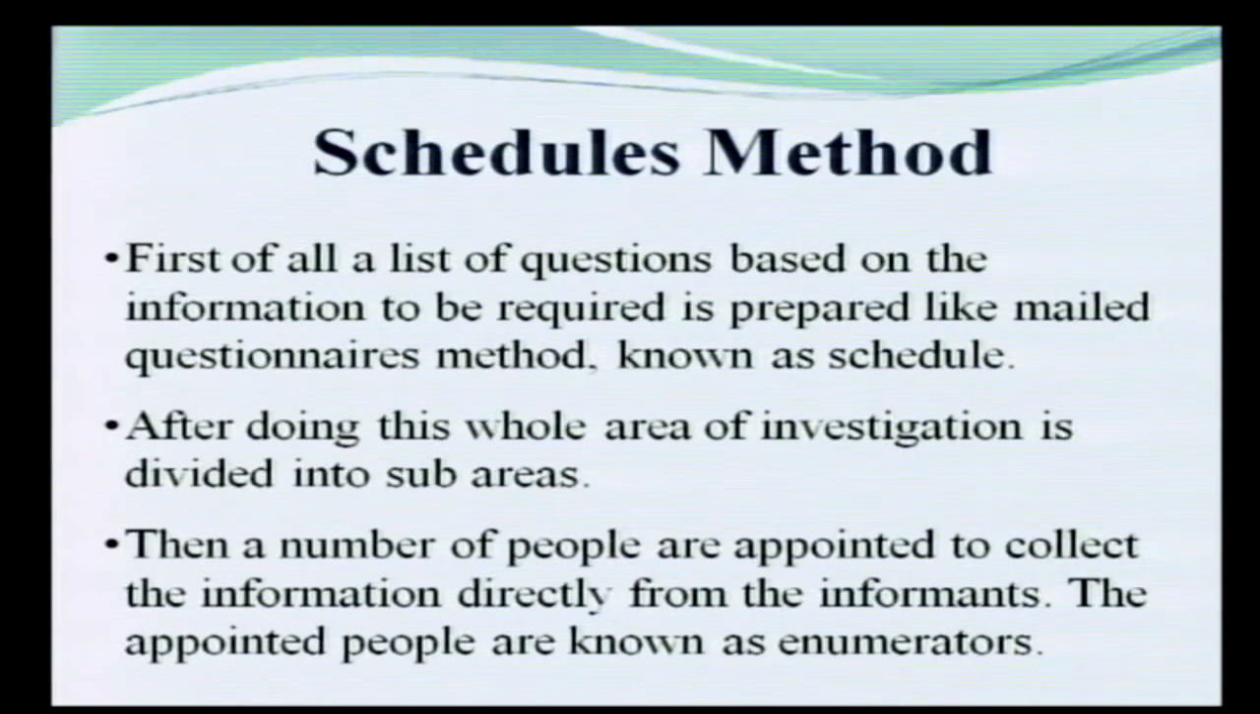The fifth method is the schedules method for collecting the information or the primary data. First of all, a list of questions based on the information required is prepared, like in the mailed questionnaire method, known as a schedule. After doing this, the whole area of investigation is divided into sub-areas. Then a number of people are appointed to collect the information directly from informants. Appointed people are known as enumerators.